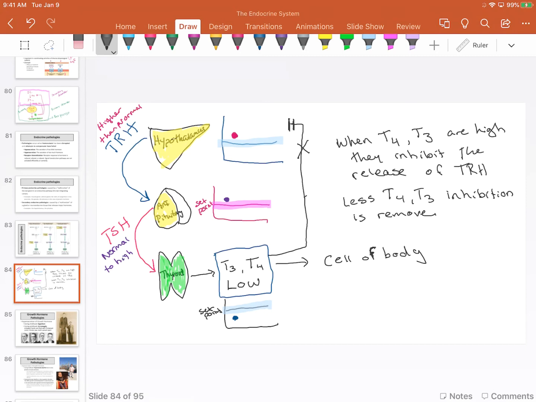And if TRH is being produced in abundance, then of course I'm going to make TSH. So my anterior pituitary is behaving exactly as I would expect it to behave. In response to TSH, my thyroid should be making thyroid hormone, but it's not. So here's my problem. I have a primary endocrine disorder in this situation. Let's look at another example.